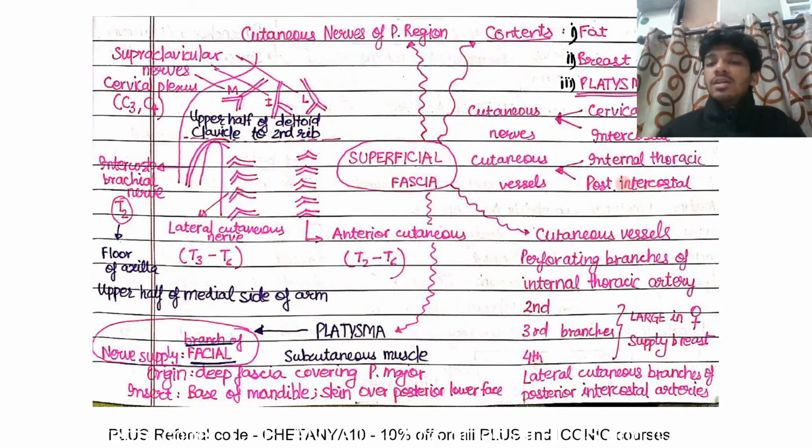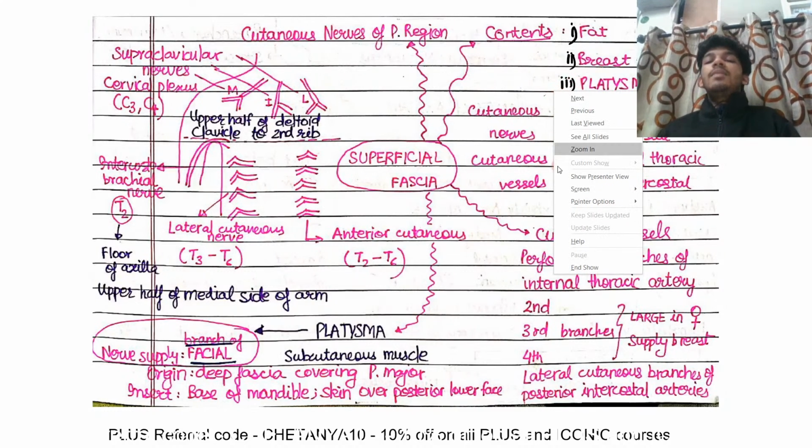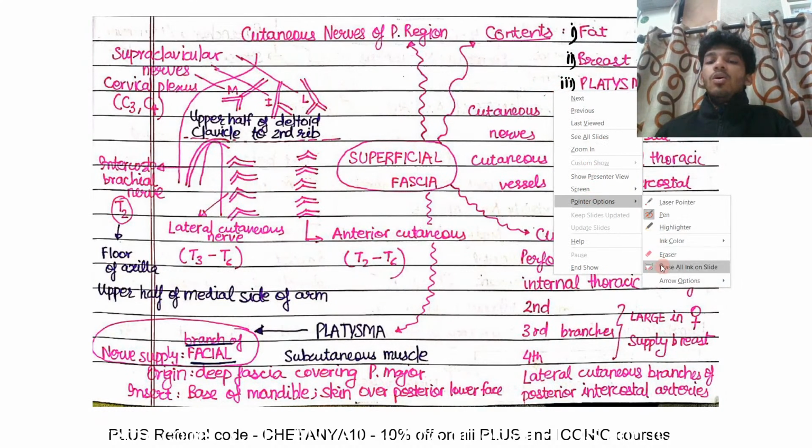The cutaneous innervation is through the cervical plexus and the intercostal nerves, and the cutaneous vessels are coming from the internal thoracic and the posterior intercostals, right? The anterior part is supplied by the internal thoracic and the posterior part is supplied by the posterior intercostals.